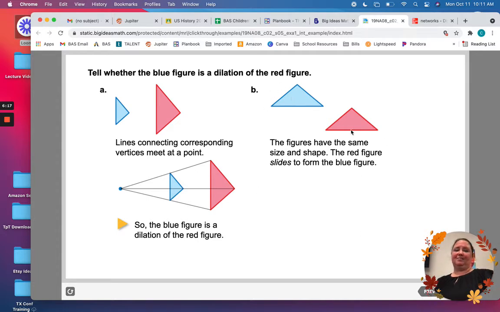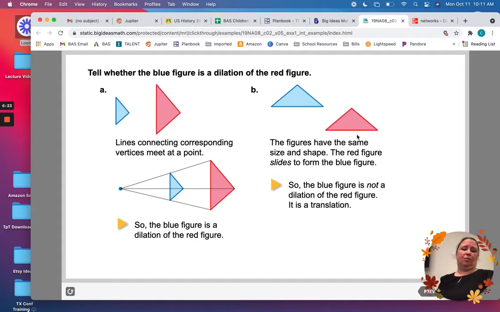Okay, what about for B? Elena? It is a translation. It just moved places. It did not dilate. So the blue figure is not a dilation of the red figure.